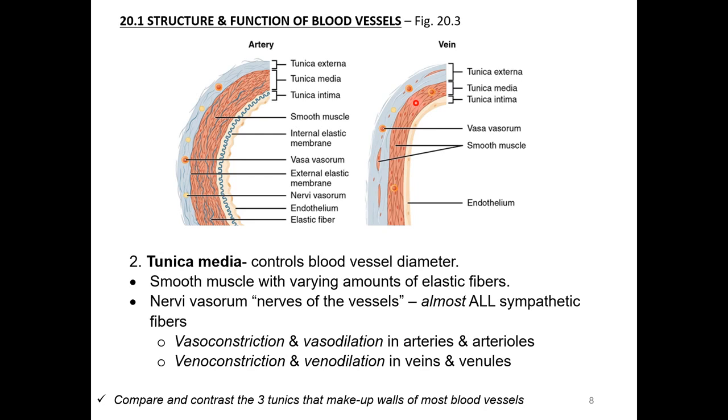When you hear the word vasoconstriction or vasodilation, we're referring to arteries. If we're specifically talking about veins, then it's venoconstriction and venodilation. The nerves that control this constriction and dilation are going to be under the autonomic nervous system. They're going to be almost all sympathetic fibers.